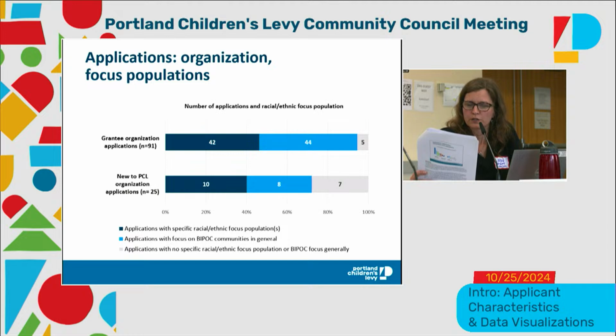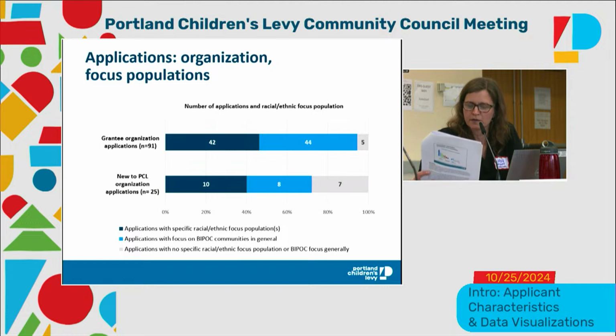This graph also looks more closely at the number of applications that were focused on Black, Indigenous, and children of color as a general group or specific populations. The dark blue section shows the number of applications that proposed to serve one or more specific racial and ethnic populations, such as Latino, Latine, Latinx, children, and youth. The light blue bar is the number of applications that proposed to serve Black, Indigenous, and children of color generally. For example, after-school programs or hunger relief programs that may be located in a school or a community that is multicultural, and so they didn't necessarily call out specific populations that they were serving.